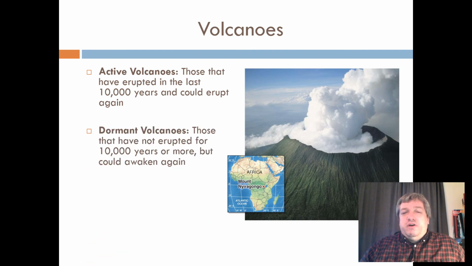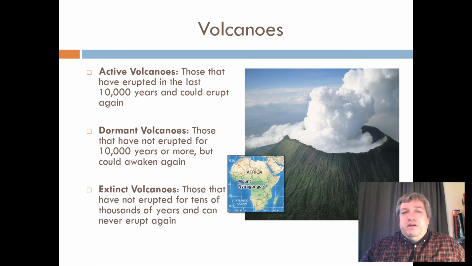Now, dormant volcanoes are those that have not erupted in 10,000 years, but still could. In other words, they still have a source or a supply of magma underneath and the ability to erupt. So these include volcanoes like Mount Rainier, which is right outside of Seattle. And then the last one are extinct volcanoes. And these are volcanoes that have not erupted for 10,000 years and have lost the ability. They've basically lost their source of magma. So we find these quite often as well.